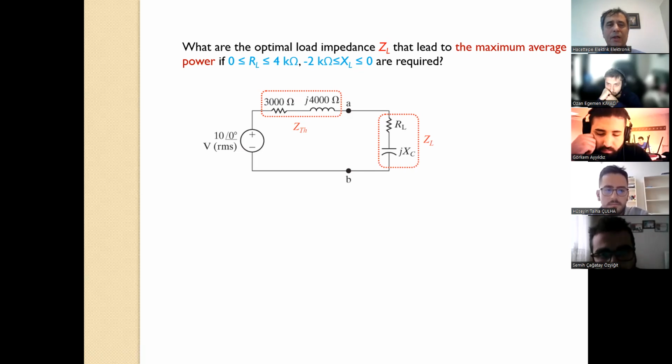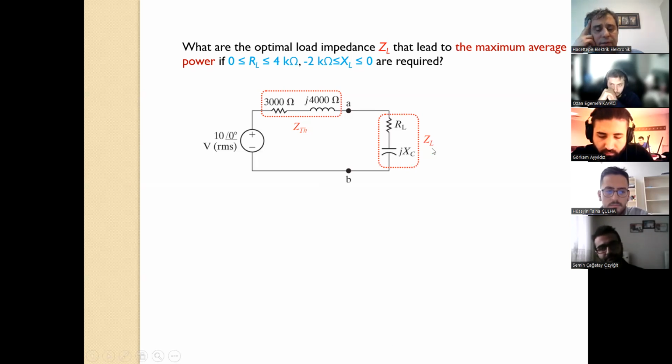So, when you check out the circuitry, this is the Thevenin impedance found already as 3k ohm resistive and 4k ohm inductive reactance. The load should be capacitive, basically, because it should be the complex conjugate of the Thevenin impedance. That's why I put the capacitive symbol here. However, this capacitance is not freely chosen. There's a restriction upon that.